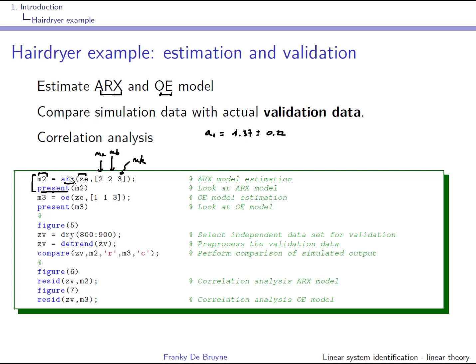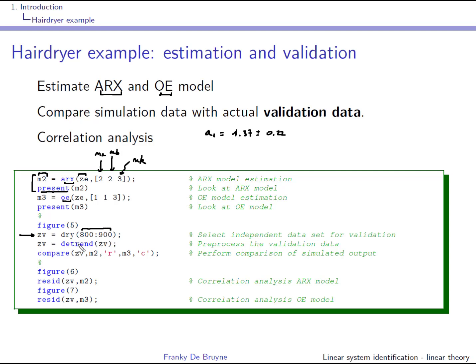What I have done for the ARX model, you can do also to estimate an output error method, the commands are very similar, but the model structures are very different. Once you have your model, what you have to do is select a data set for validation, and in this case we have taken the data points with indices ranging from 800 to 900.